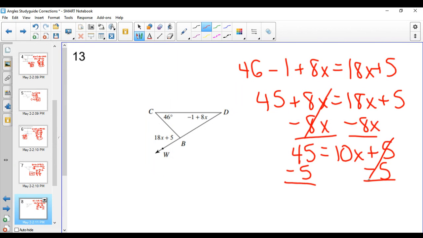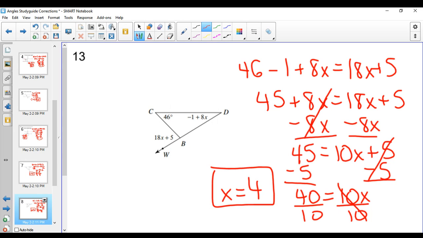Next, we would subtract 5 from both sides. Then we have 10x equals 40. Divide both sides by 10, and we get x equals 4. So that's our final answer for number 13.